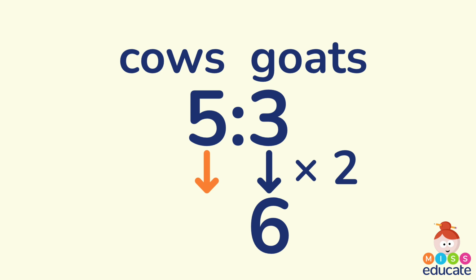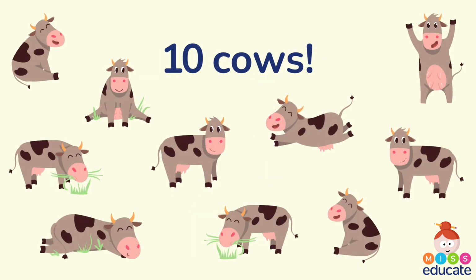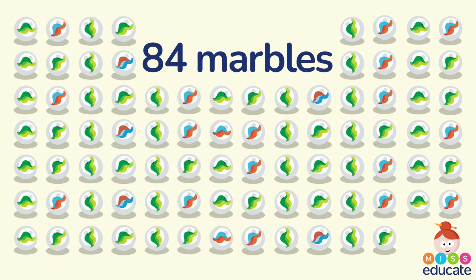So multiplying our 5 cows by 2, we get, that's correct, 10. If you got 10 cows, then you did the method absolutely correctly. And there we have 10 very happy looking cows. Let's look at problem solving in a slightly different way now.